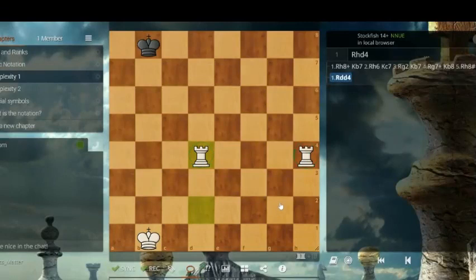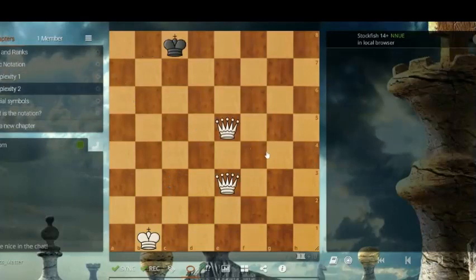Now, letters are prioritized before numbers in chess. So, we don't write rook 2 to d4 instead of rook d to d4. But in other examples, it is actually necessary to write numbers instead of letters. Let's see in this example.